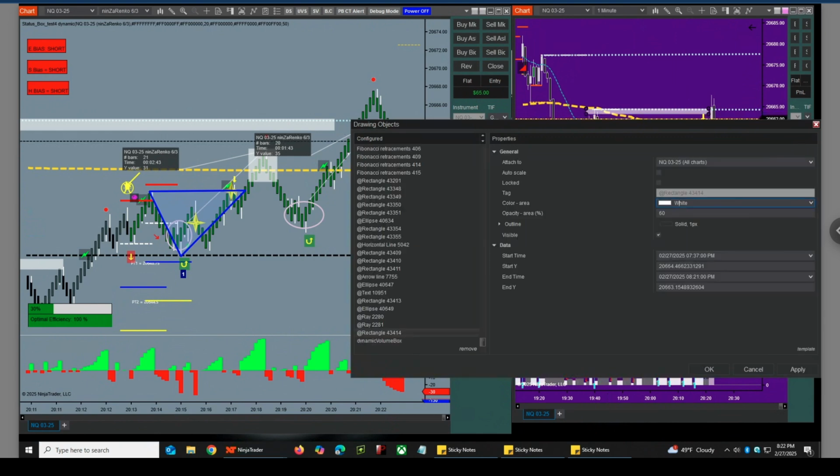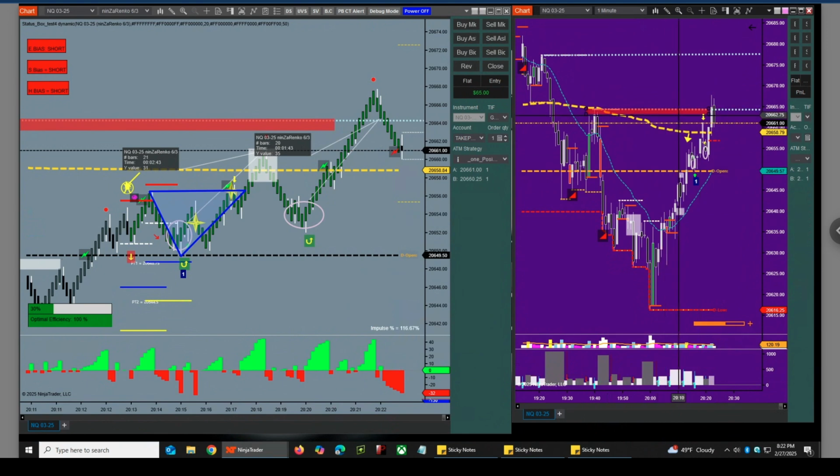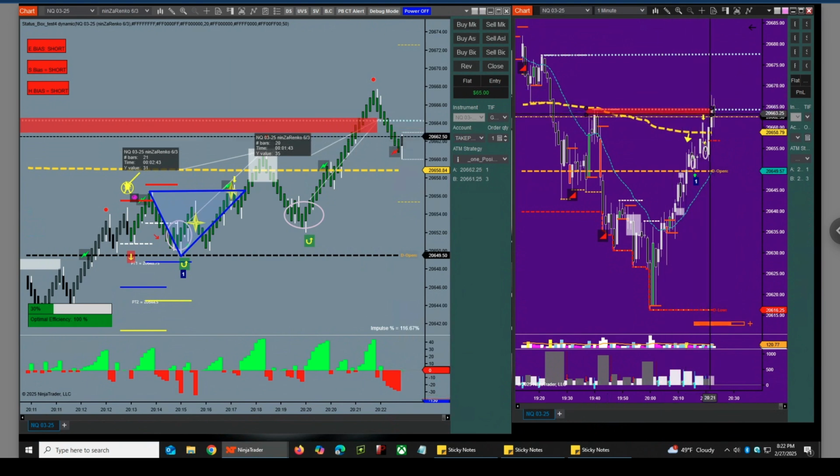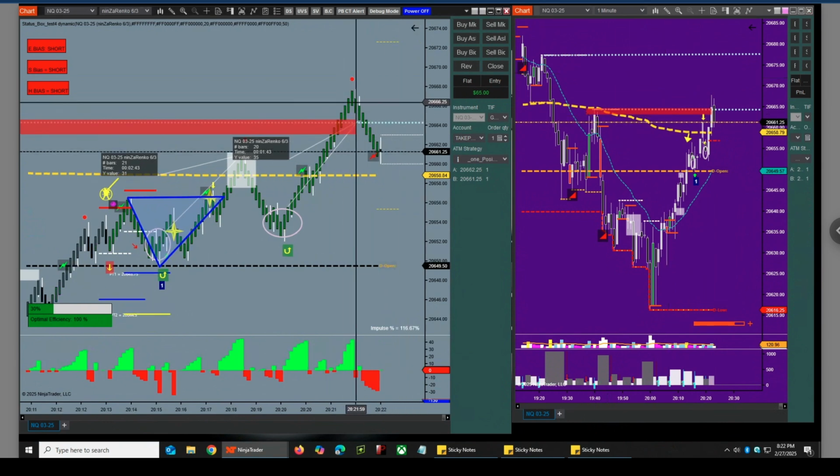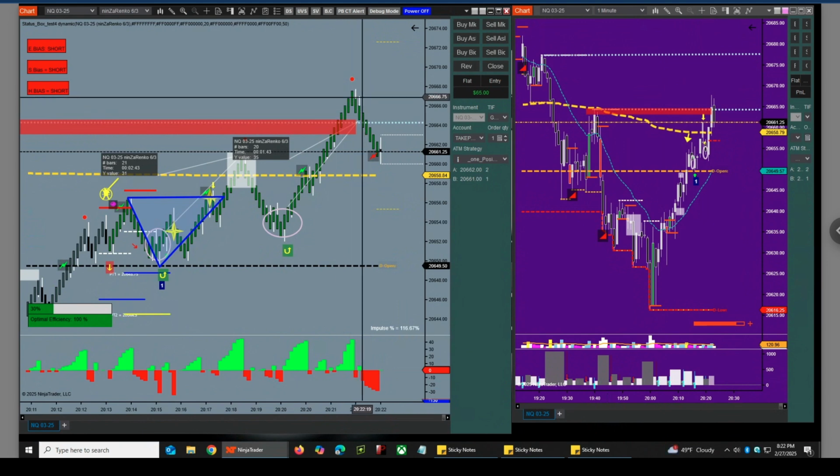What I'm going to do, I'm just going to go for it. All right. There. This was a nice supply area. Price touched it, and it broke right through it. Here it looks like we, oh man.